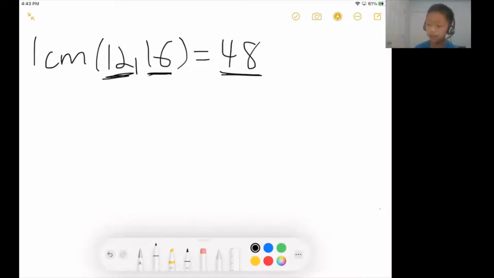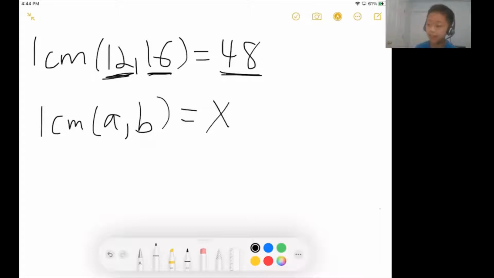So basically the least common multiple of two numbers would just be the smallest positive integer that is a multiple of all of your given integers, right? So if you have LCM(a, b), and this equals x or something, this just means x is the smallest positive integer so that it's a multiple of both a and b. So that's what the notation means, LCM.